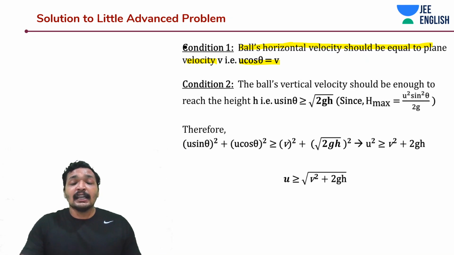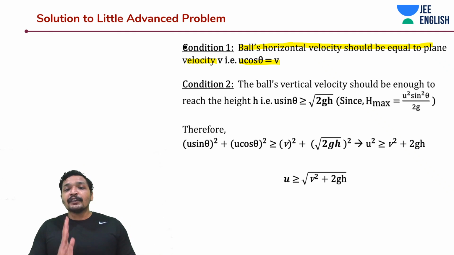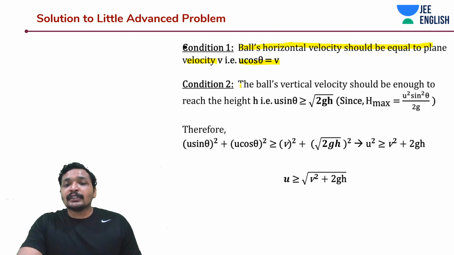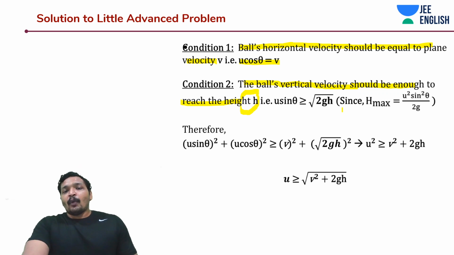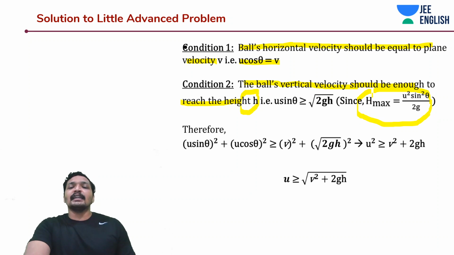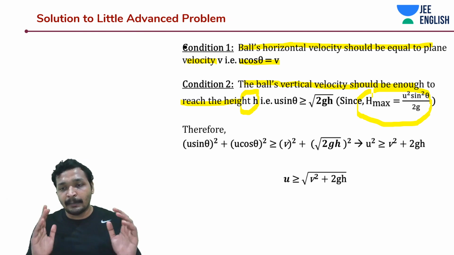And the next condition is I need to make sure that the ball reaches you. So first of all, I have to give it enough velocity such that it gets until that height where you're sitting on the plane. So I must make sure that the ball has a vertical velocity good enough to reach the height of the plane, which is h in this case. And I'll make use of the h max equation, which says that h max is equal to u square sine square theta by 2g.